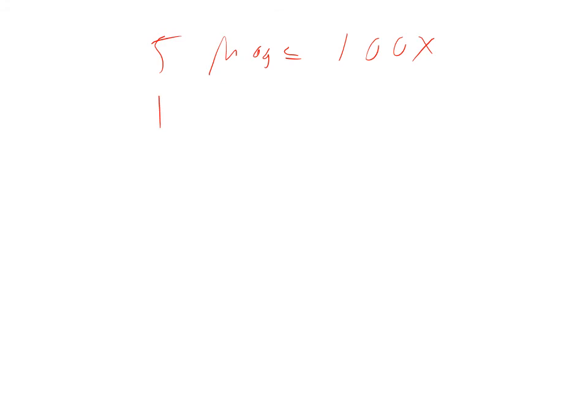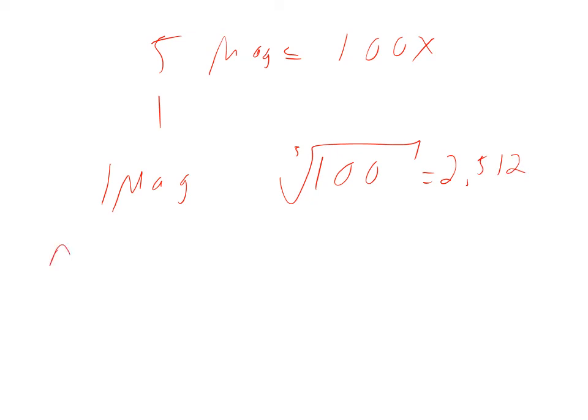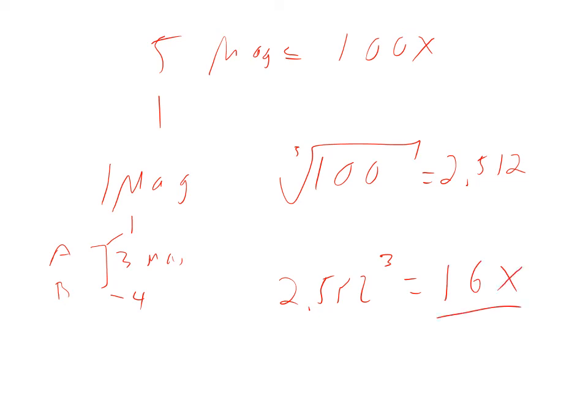Well, again, it's not going to be 20. It's not divide. It's going to be one magnitude, whatever it is, to the fifth power. Whatever it is to the fifth power gives you 100. So that means one magnitude is going to be the fifth root of 100. Well, that turns out to be 2.512. So if you have two stars, star A and star B, with a difference of 3 magnitudes, say this is magnitude 1 and that one's magnitude 4, then it'd be 2.512 to the third power. You just enter 2.512 into the calculator and raise that to the third power, and that's going to be about 16 times brighter.